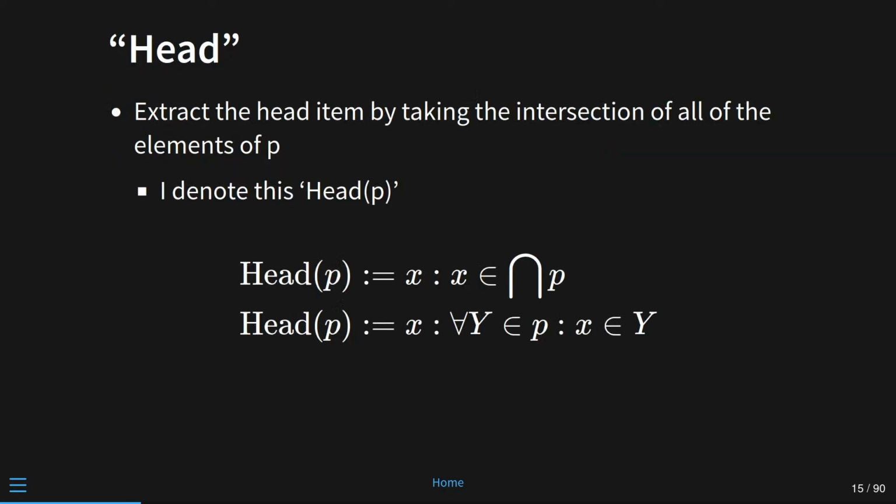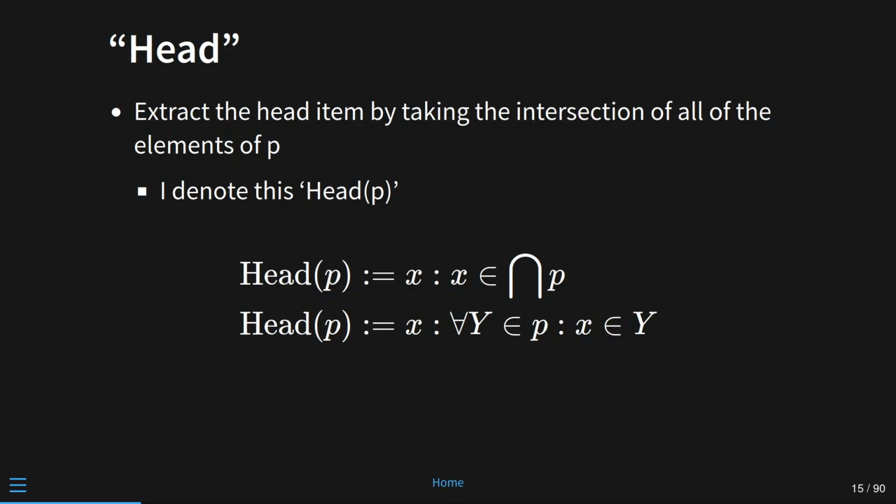Okay. So we're going to introduce something here. I call this the sort of head operator. I don't know what else to call it. But what is the head operator? Well, we can determine the head element of an ordered pair by looking in our set of sets and taking the intersection over the set of sets.